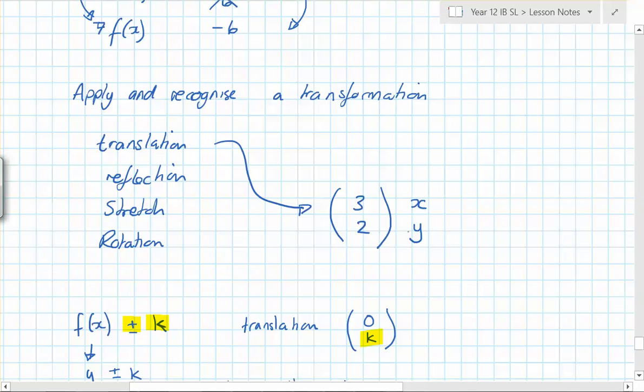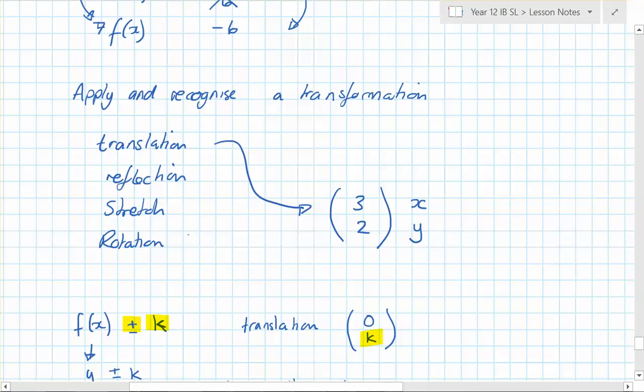Okay, so we're talking transformations of a function. This follows on from function notation, because what we're looking for is to understand and apply how what I write in function notation can tell me what happens to the graph of the function in terms of transformations. So we had here that translation, reflection, stretch, rotation are the transformations we know about.